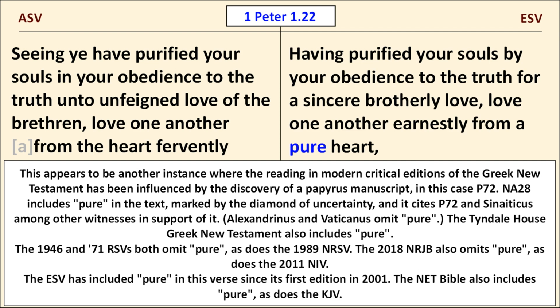The 1946 and 1971 Revised Standard Versions both omit "pure," as does the 1989 New Revised Standard Version. The 2018 New Revised Jerusalem Bible also omits "pure," as does the 2011 New International Version. The ESV has included "pure" in this verse since its first edition in 2001. The NET Bible also includes "pure," as does the King James Version.